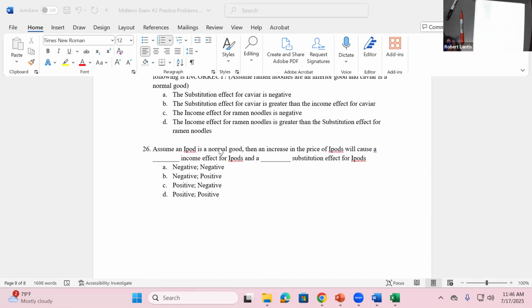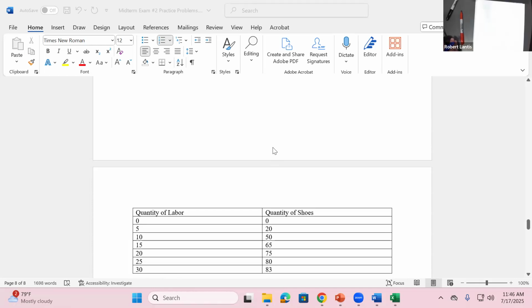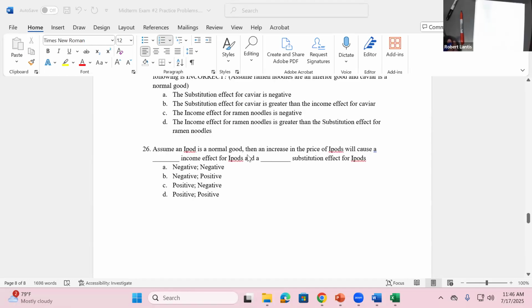Let's say we've got some good and it's a normal good. It's an old example. I pulled iPods. I don't even know if they still sell them to this point. Probably for little kids to keep them off the internet.